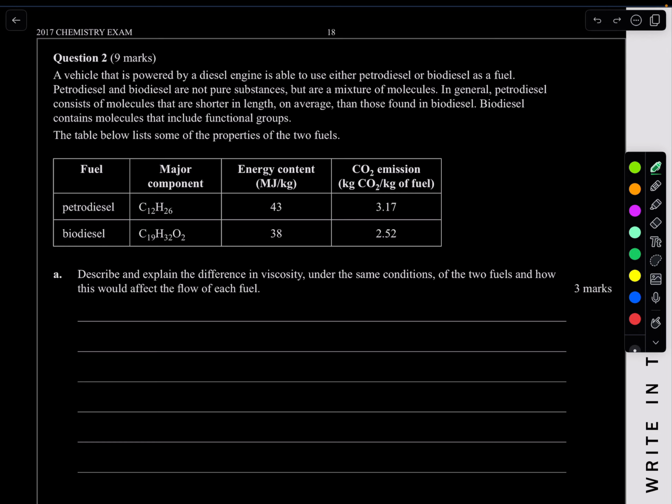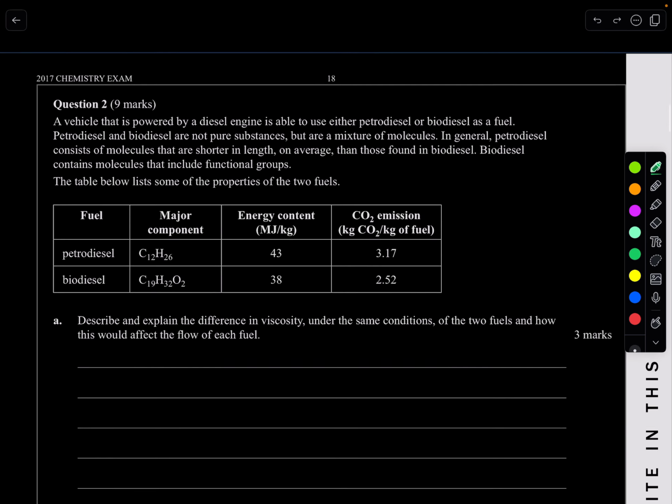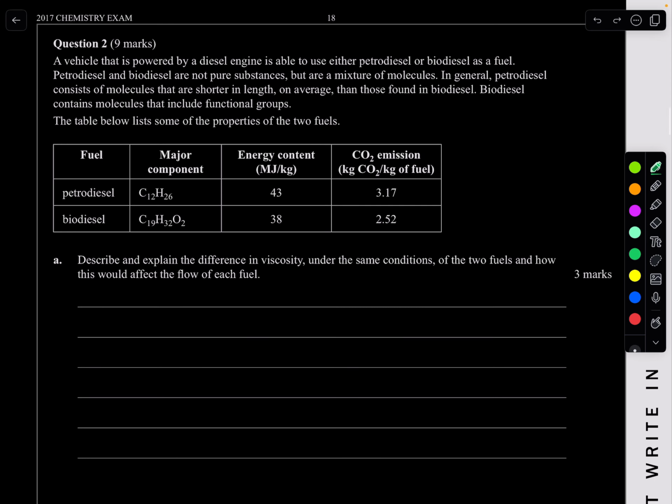And what would happen if your fuel lines start to freeze because you poured biodiesel, and it won't even run into the engine and it'll be useless? That's why in those Arctic places they actually use petrodiesel, because it has a low viscosity and it wouldn't create any problems. So that is the main approach for that.